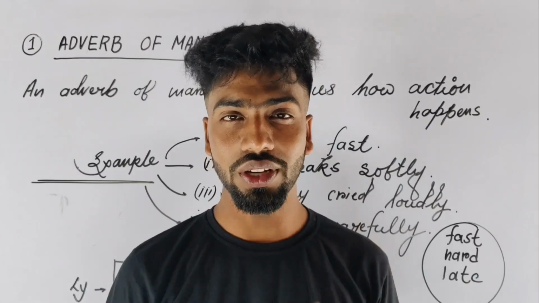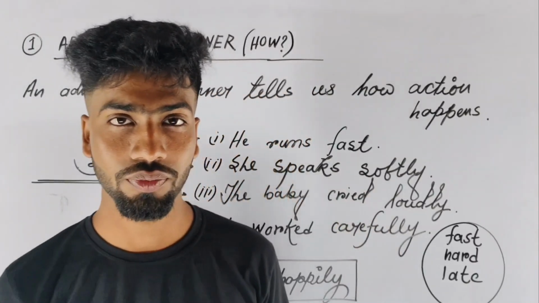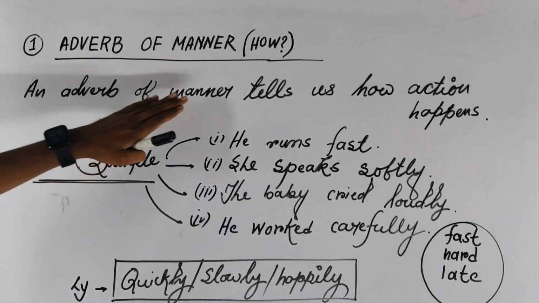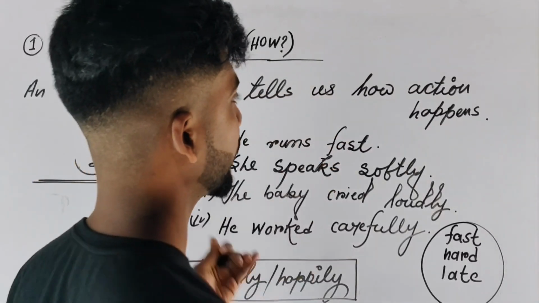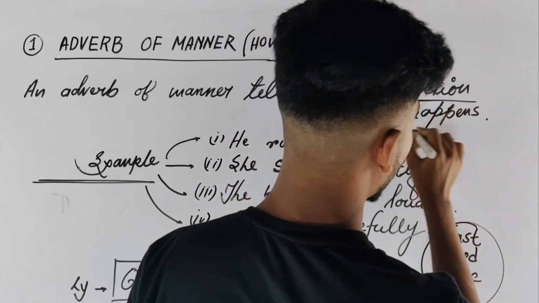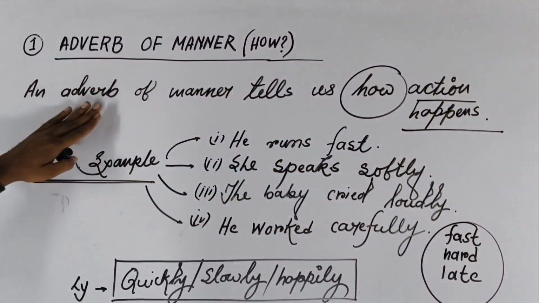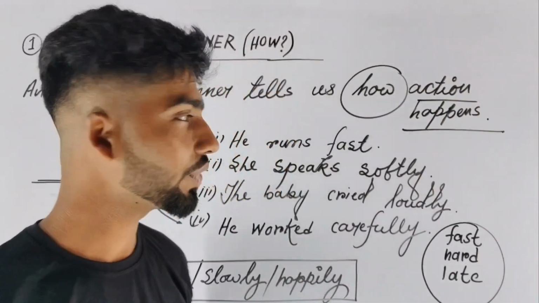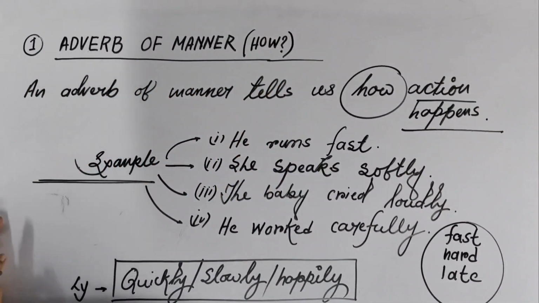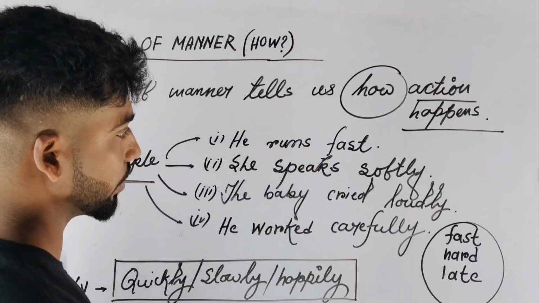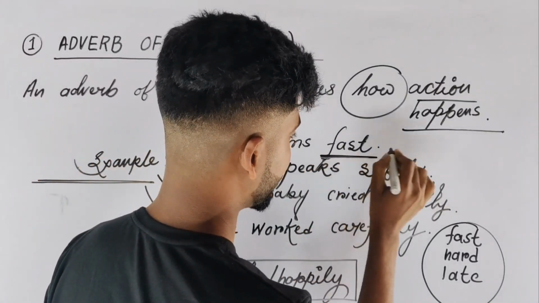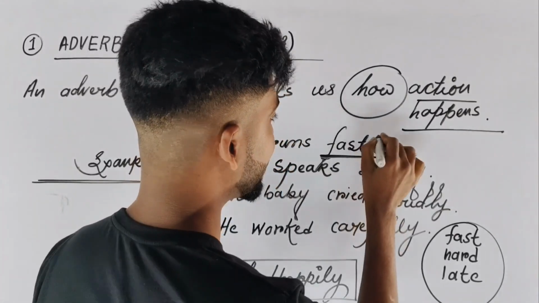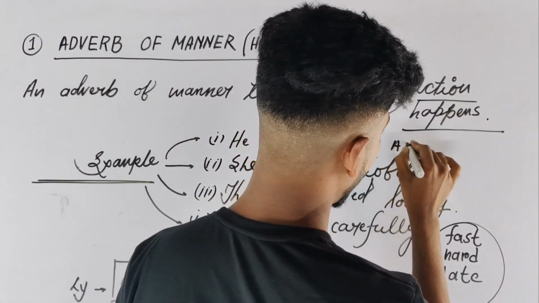Now let's talk about the first type of adverb, adverb of manner. Look at this definition. An adverb of manner tells us how an action happens. For example, look at the sentence. He runs fast. Here, fast tells us how he runs. So here, fast is an adverb of manner.